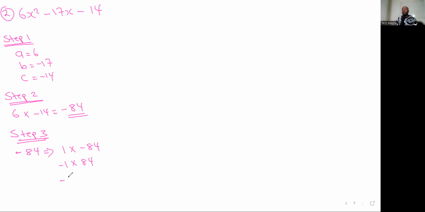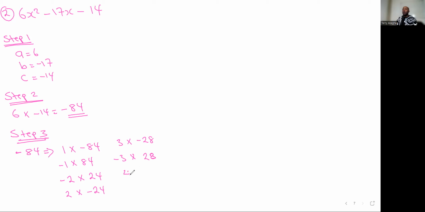You can also have minus 2 and 42, and that will give us minus 84. Or you can have 2 and minus 42, and that will give us minus 84. You can also have 3 and minus 28, which should give us minus 84. Also, you can have minus 3 and 28 as well, and that will give us minus 84.